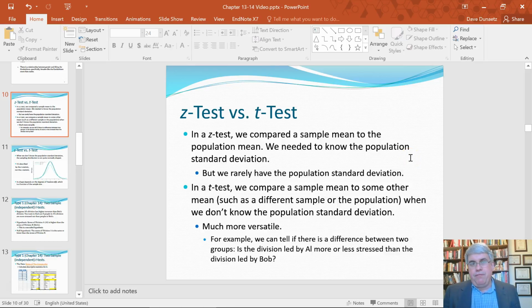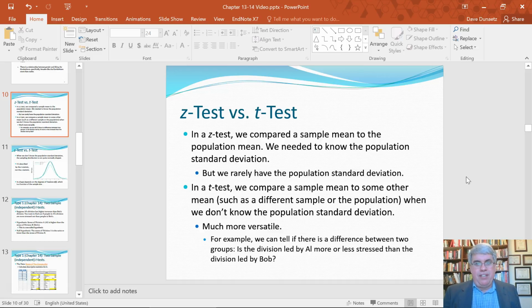But in real life, we hardly ever have the standard deviation of the population. We just don't do it. We have to estimate it based on the sample. In a t-test, we compare a sample mean to some other mean, such as the population, like we do in the z-test, or to another sample when we don't know the population standard deviation, which is almost always.